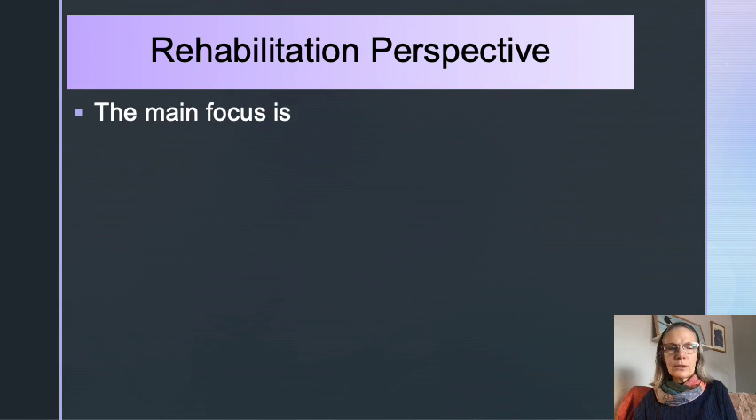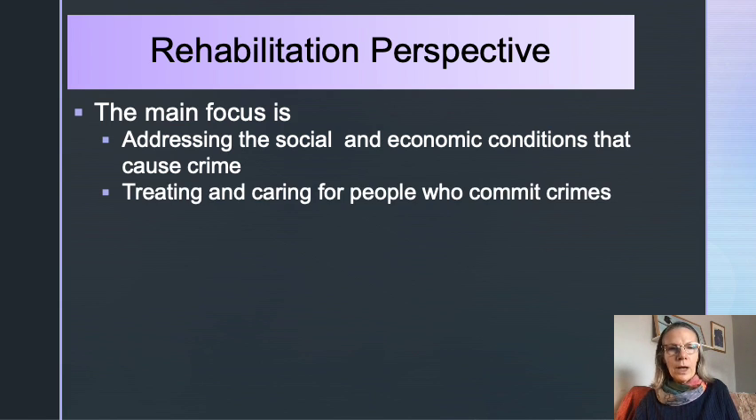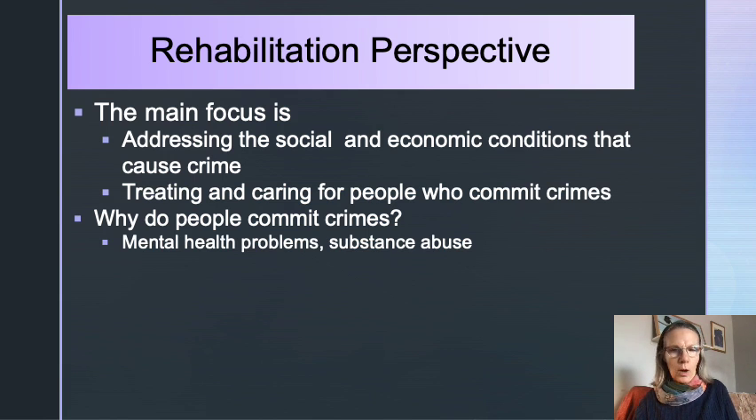From the rehabilitation perspective, they think the main focus of the criminal justice system, or just the main focus in general, is addressing the social and economic conditions that cause crime. Another main goal of the criminal justice system is to treat and care for people who commit crimes. The rehabilitationists feel that the reason people commit crimes is because something's wrong with them, that they're sick and they need to be treated.